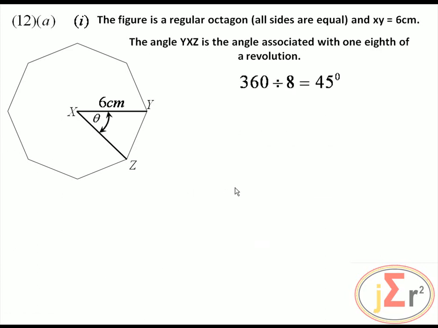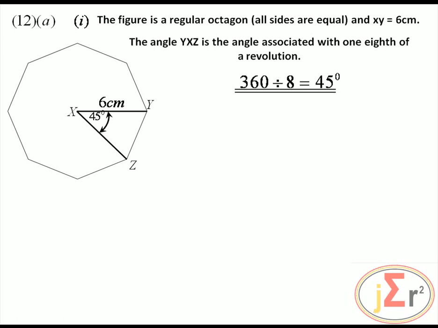We know that the entire angle of a revolution is 360 degrees, and of course it is going to be divided into 8 parts. So each one will be 360 divided by 8, and that is equal to 45 degrees. So the angle YXZ is the angle associated with 1/8 of a revolution. So let us put that 45 degrees there as a reminder, just in case we will need it in calculating something else. The area of triangle XYZ is the next thing that we need to calculate.